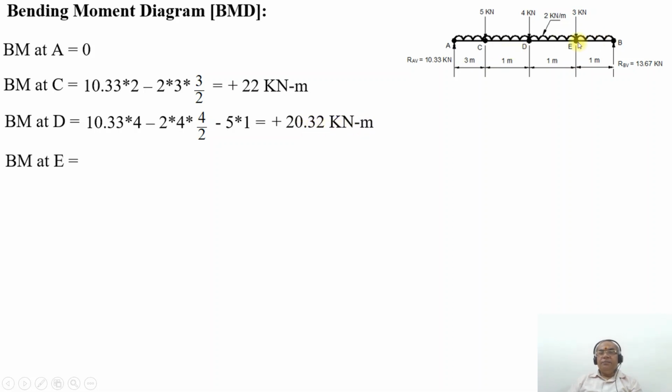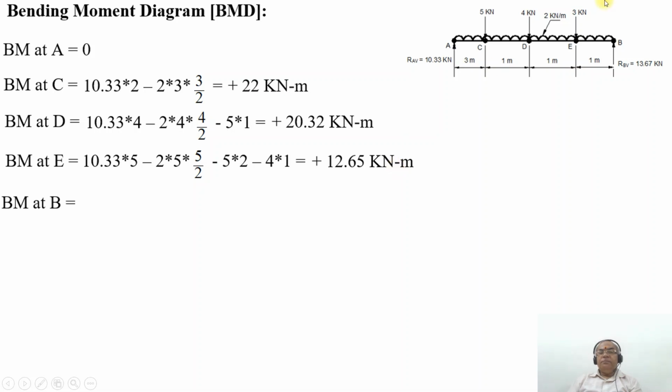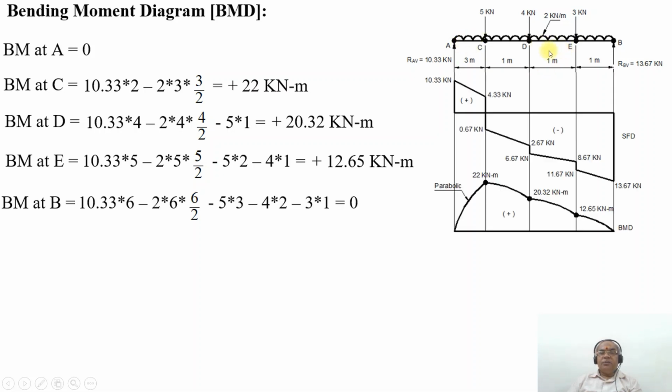Then BM at E will be equal to plus 10.33 into 5 minus 2 into 5 into 5 by 2 minus 5 into 2 minus 4 into 1. On simplification, you will get plus 12.65 kilonewton meter. BM at B will be equal to plus 10.33 into 6 minus 2 into 6 into 6 by 2 minus 5 into 3, then minus 4 into 2 minus 3 into 1, which will be equal to 0.